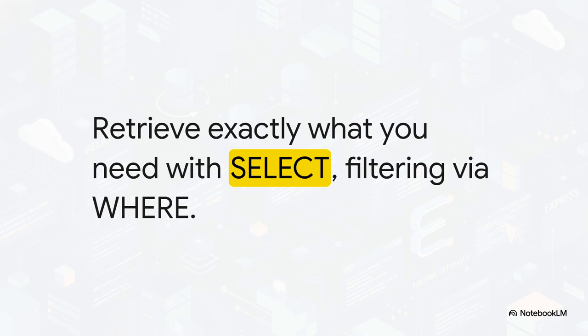Then we sort the results, say newest first, using order by descending. And finally, we restrict the total count to just 10 rows using limit. It's so cool. This is exactly how you surgically extract exactly what you need from a massive, massive data set.